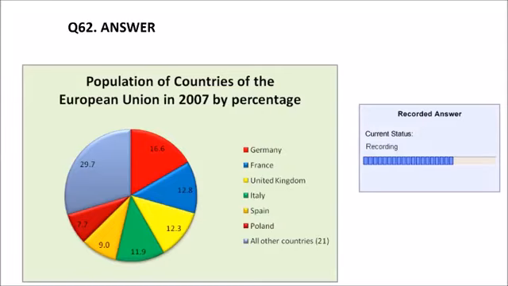In conclusion, Germany was the most populated, while Poland was the least populated, and there were 21 other countries that form about 30% of the population, but not specified in the chart.